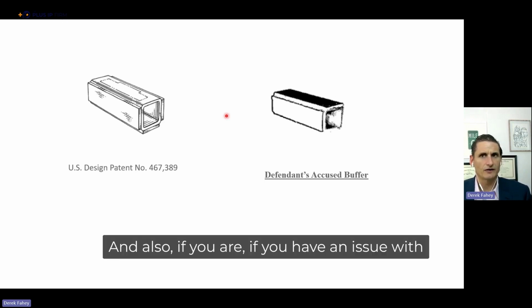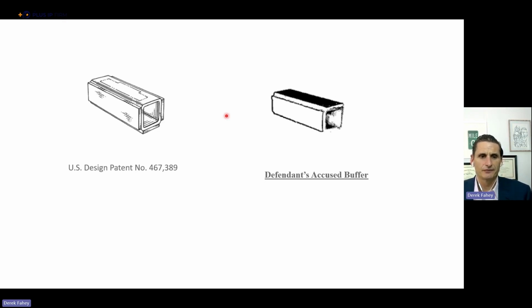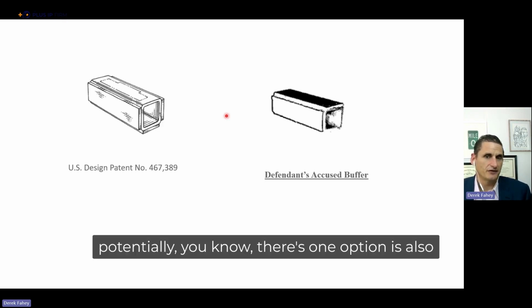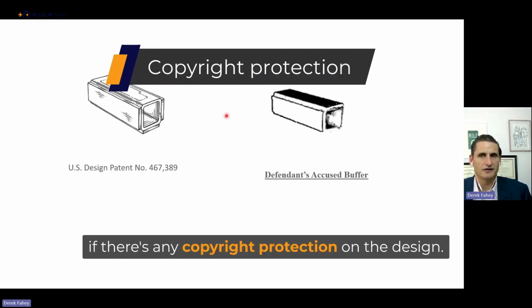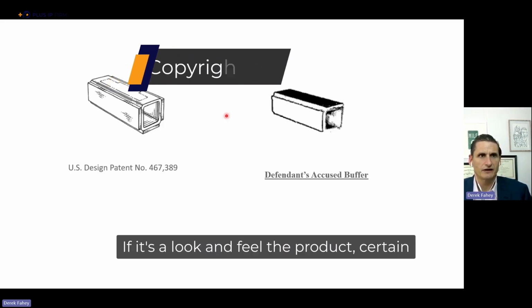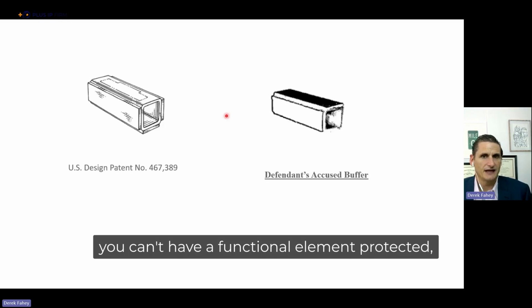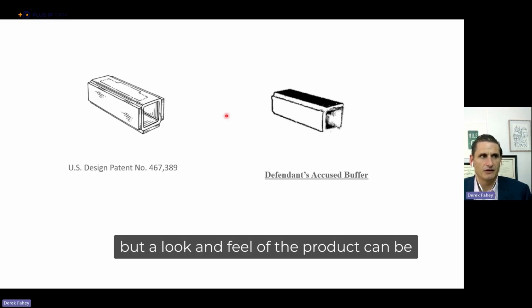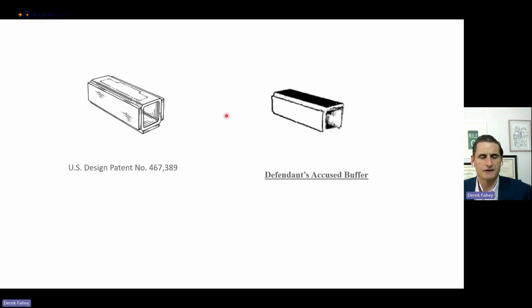And also, if you have an issue with other products, one option is to consider if there's any copyright protection on the design. If it's the look and feel of the product, certain products can be protected with copyright. You can't have a functional element protected, but a look and feel of the product can be protected in certain cases with copyright protection. That's something you can think about as well.